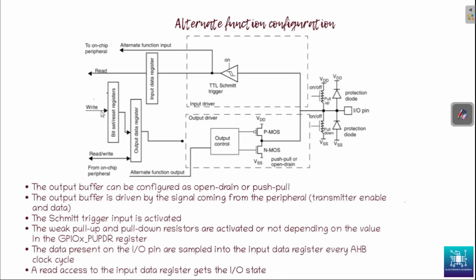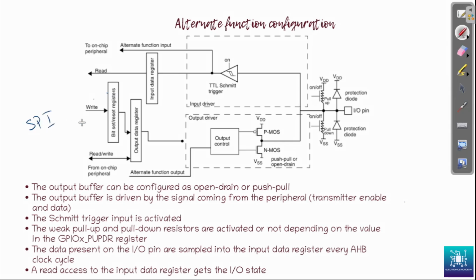Now, alternate function configuration means you are using this for, say, like we discussed, say you want to enable the SPI, serial peripheral interface, for this particular unit, then you use the alternate function configuration. Now, alternate function configuration would mean that the IO registers will be disabled. The input data register will be enabled still, but the output data register is disabled. So whatever you output, the alternate function output, is through here, through the output control.